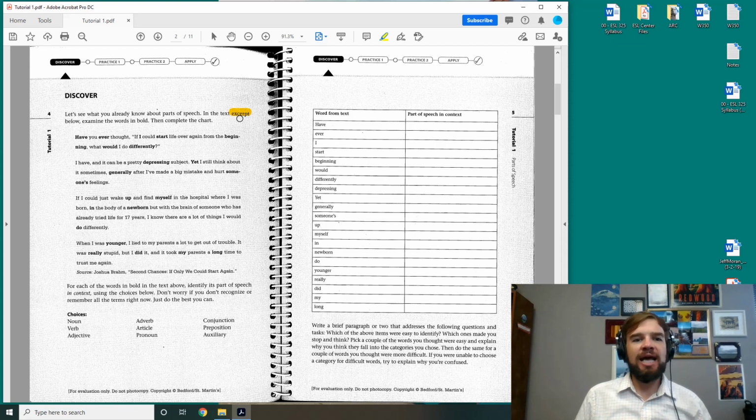Right? So this is an excerpt from actual student writing. That's what this word means here. So this is an essay that a student wrote and submitted in a college writing class. So here's the excerpt. Have you ever thought, if I could start life over again from the beginning, what would I do differently? I have.